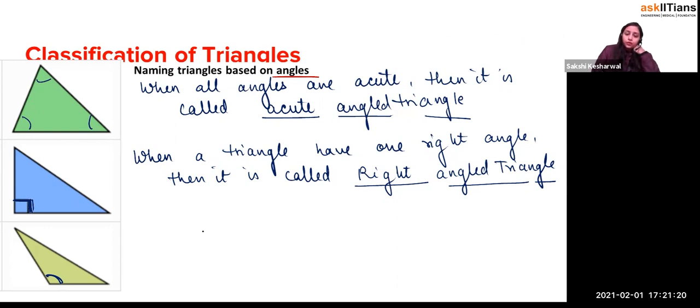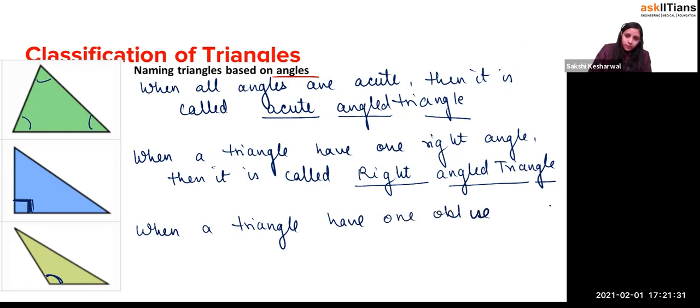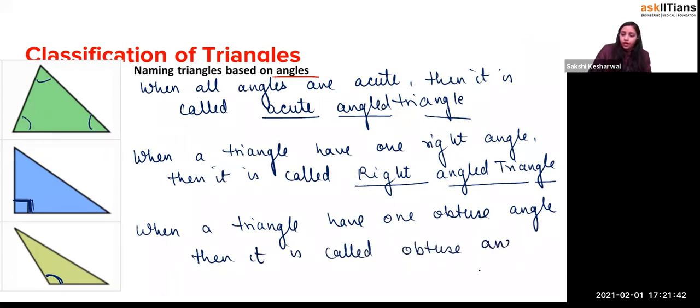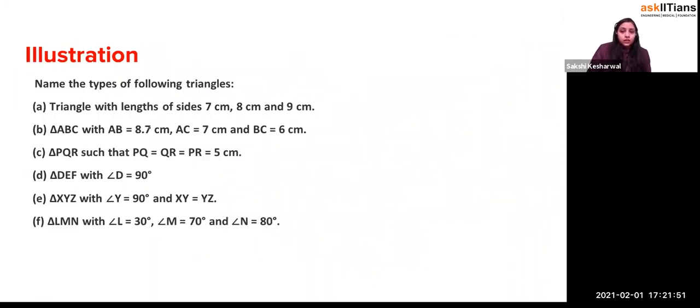So when a triangle has one obtuse angle, then it is called an obtuse angled triangle, right? Yeah, this is said to be what? Obtuse angle triangle. Now, here is the figure given.